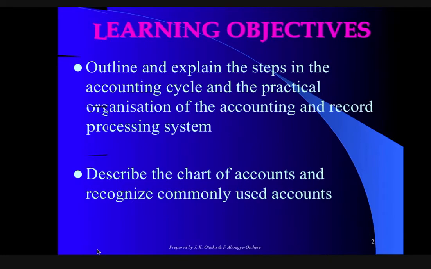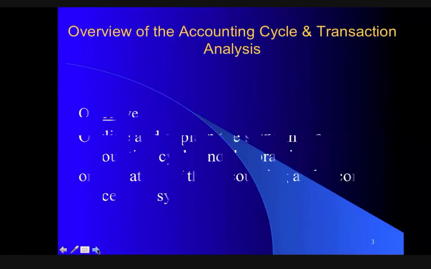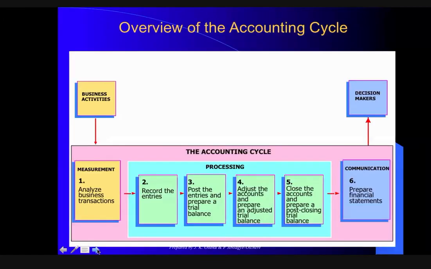Okay, so this is the accounting cycle. When you have business activity, so the business activities are happening, right? The first stage in the cycle is that there will be measurement. We need to first analyze the transaction, what we just did, right? The transactions or the business activities that happen. You need to try and analyze them.